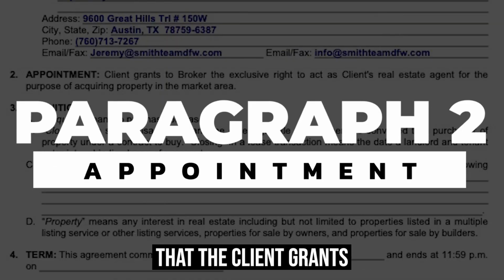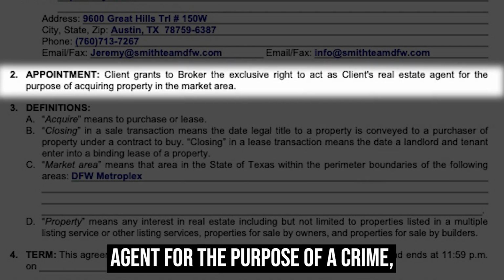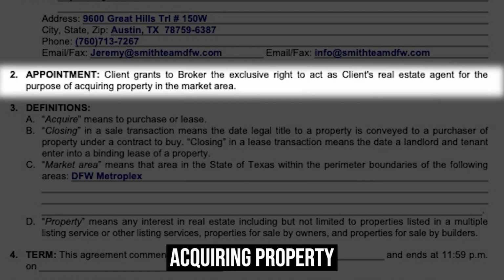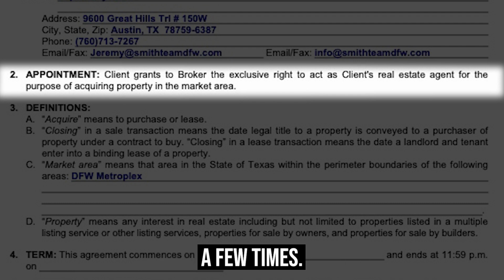Paragraph 2 says that the client grants to broker the exclusive right to act as client's real estate agent for the purpose of acquiring property in the market area. And pay attention to that word market area. You're going to hear that a few times.